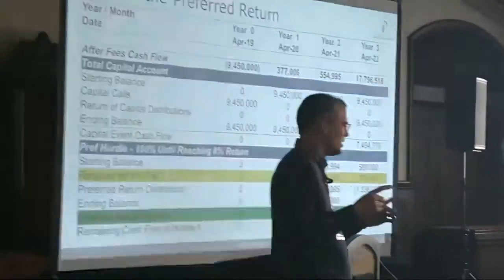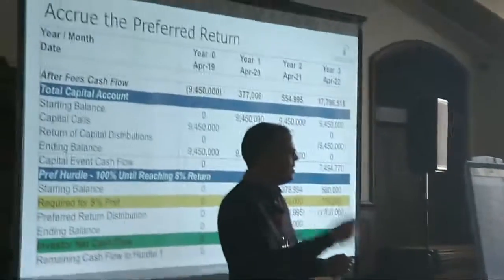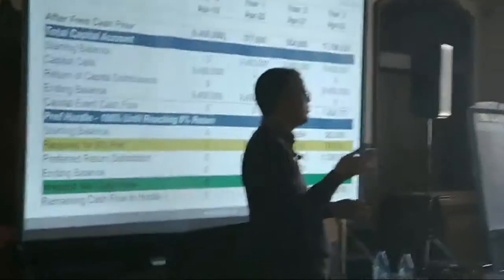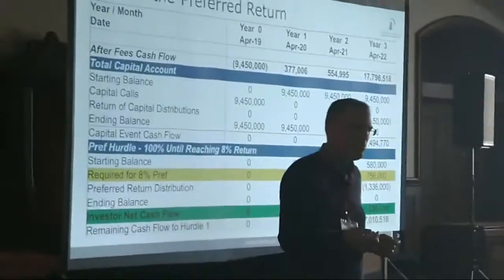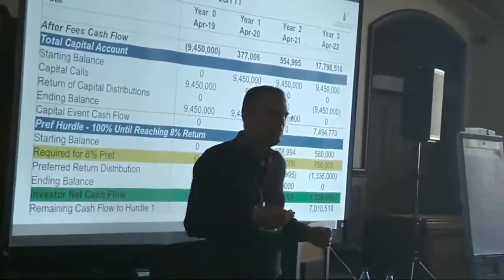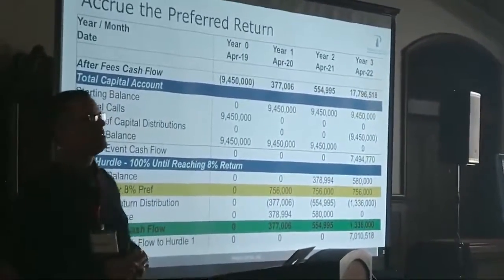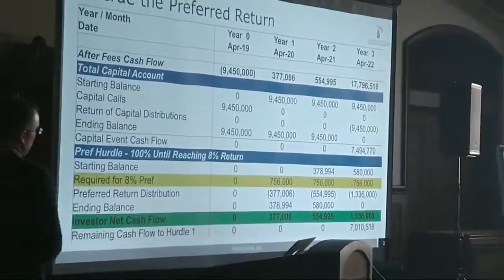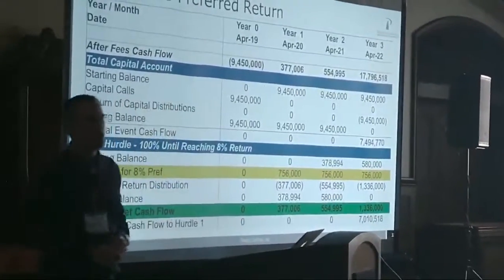So this is where things get confusing to some people, is they think, okay, if I have an 8% pref, that means that I get 8%, right? So every year I'll get paid 8% on my money. And it doesn't work that way. Instead, remember, a pref says, first, the investor receives all of the capital distributions until they reach an 8% return on their money. So all of the capital in year one was $377,000. So that money was distributed, and there's $378,994 that carries over to the next year.